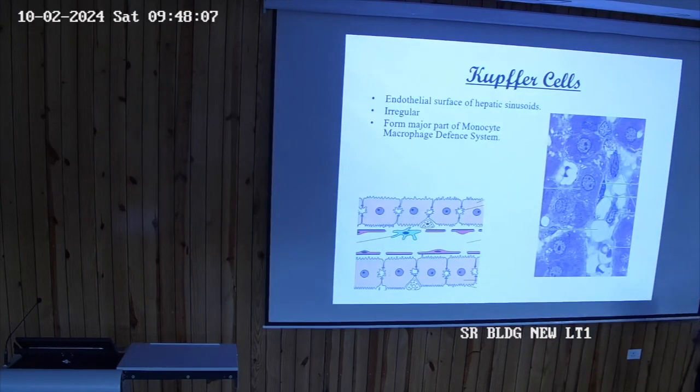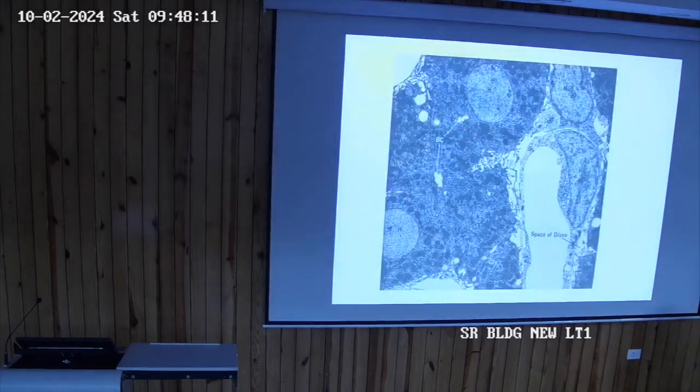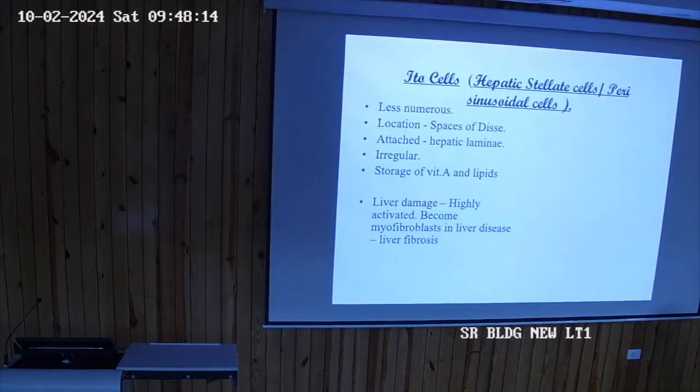Then next we have the space of Disse, already explained. Lastly we have Ito cells. These are present in the space of Disse and they basically store lipids and vitamin A. And also when the liver is damaged, they multiply and form a kind of fibroblast. So basically the nodular or fibrotic mass of the liver is formed if they are highly activated, if the liver is damaged. Their main function is the storage of vitamin A and lipids. And Ito cells are the stellate cells which are there in the space of Disse. Okay, where is the space of Disse? Adjacent to the hepatocyte and sinusoid.